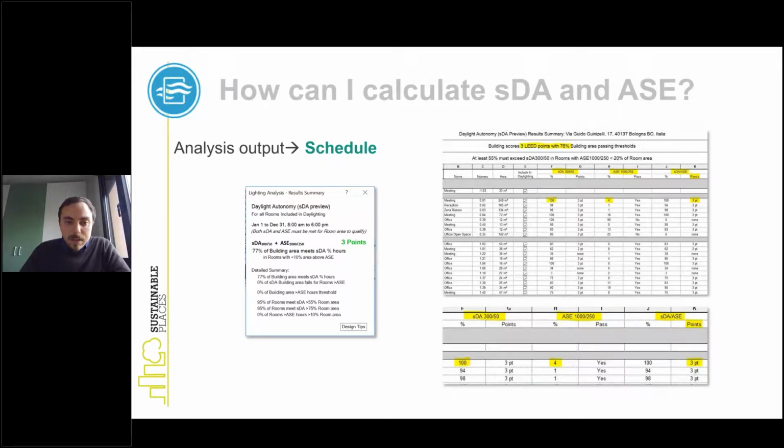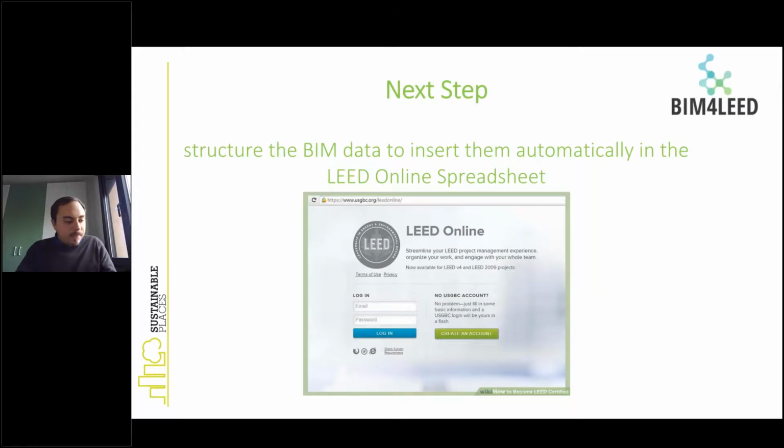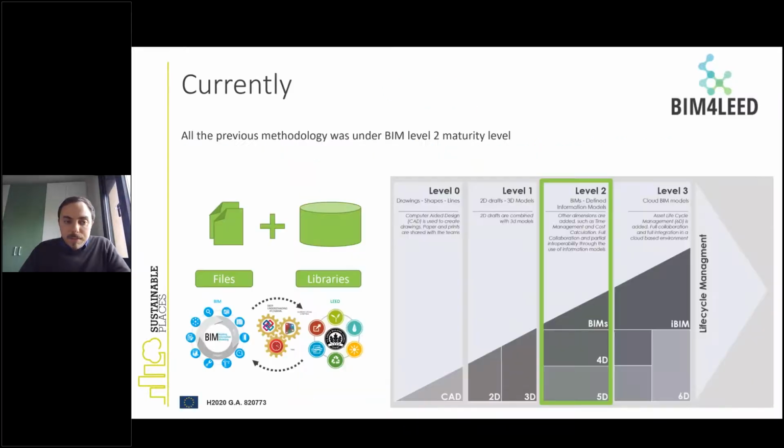So it is the best score, the best BIM for LEED rating, because it's completely integrated in the BIM authoring tool. The next step, and then I'm going to conclude, is to structure the BIM data to insert them automatically in the LEED online spreadsheet. But it's a next step if we think in terms of the current state of the art.